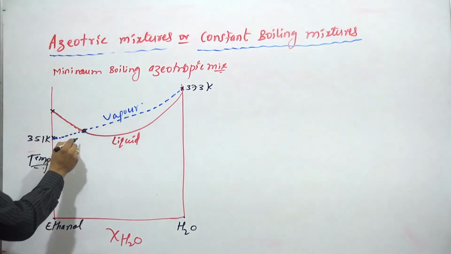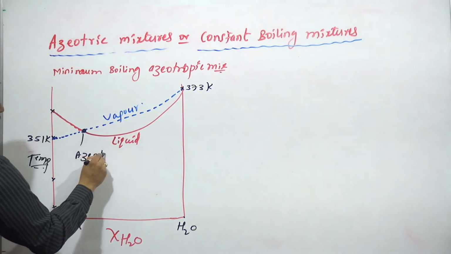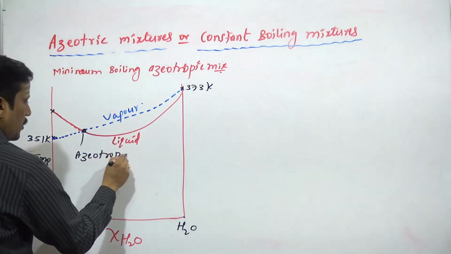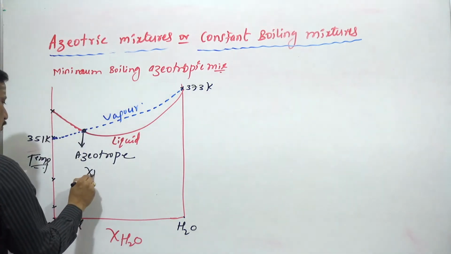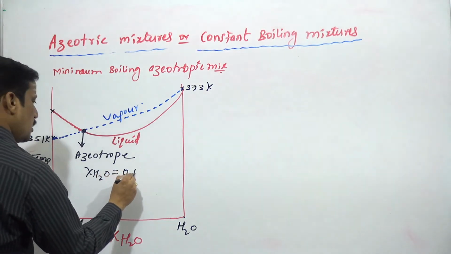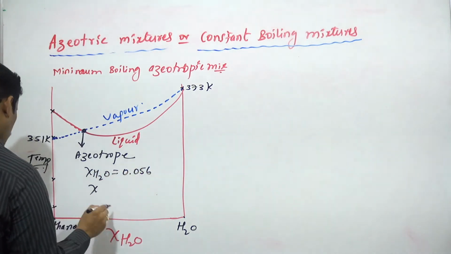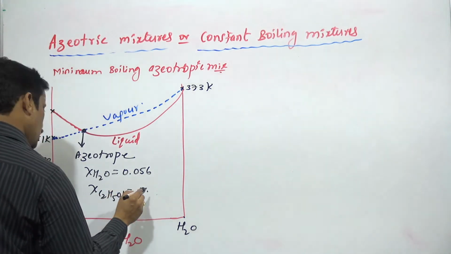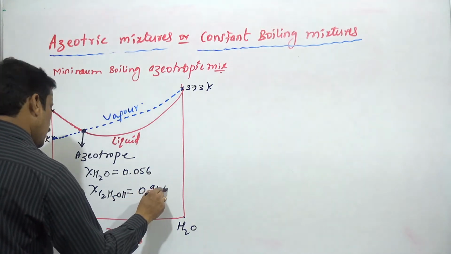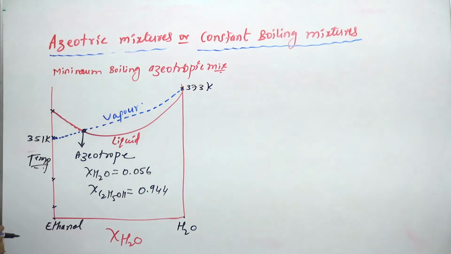At this composition it is forming an azeotrope. At this point, the mole fraction of water is 0.056, and the mole fraction of ethyl alcohol is 0.944.